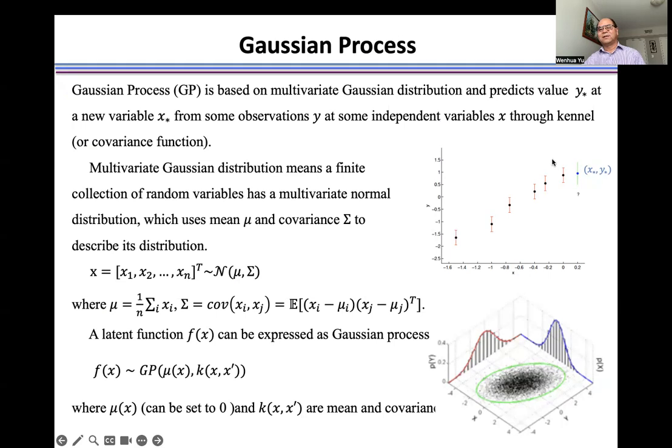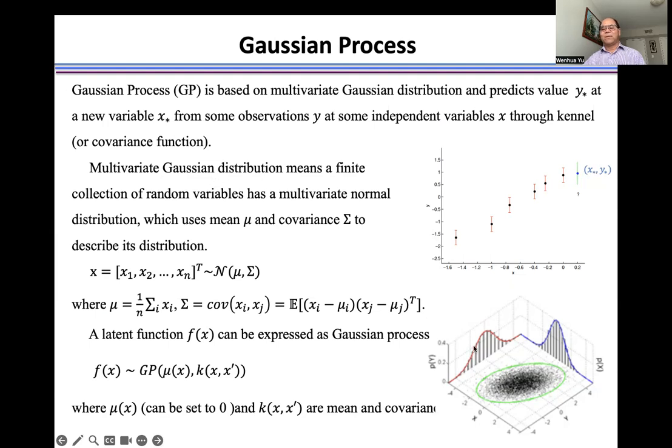And then we have these observations. We use these training observations to find a new point. What's the Gaussian distribution here? That means we need to predict the mean and the variance of the Gaussian distribution at this point. To do so, we need to first see what's the multivariate Gaussian distribution.